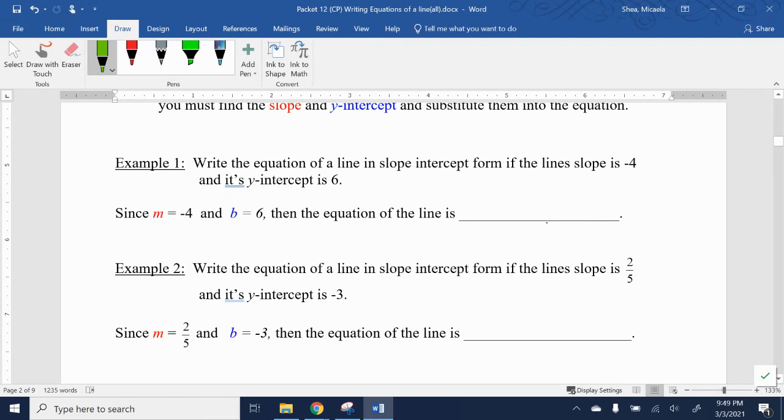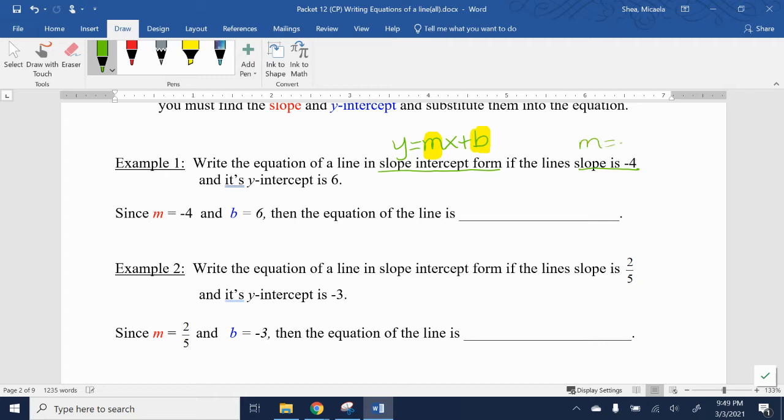So looking at example 1, it says to write the equation of a line in slope-intercept form. Remember that slope-intercept form is y equals mx plus b. And what we're going to be doing is finding the m and the b so we can replace it. So if I continue to read the question, it says if the line's slope is negative 4, what variable do we use for slope?